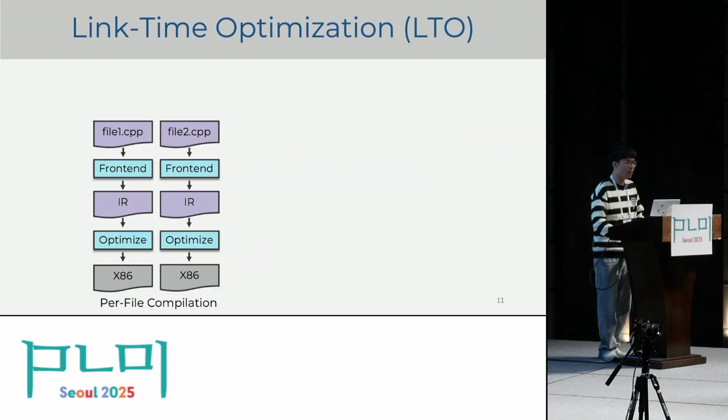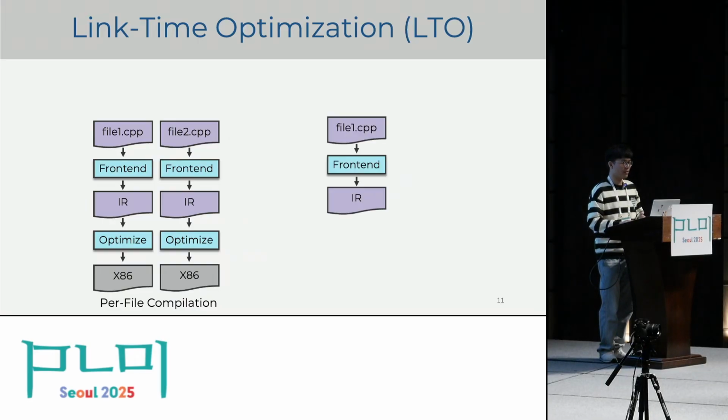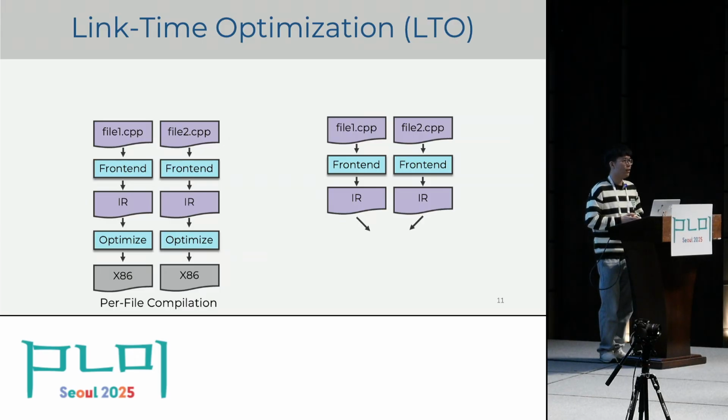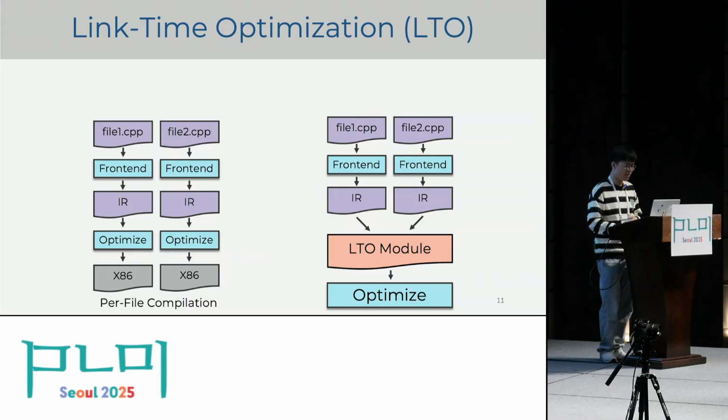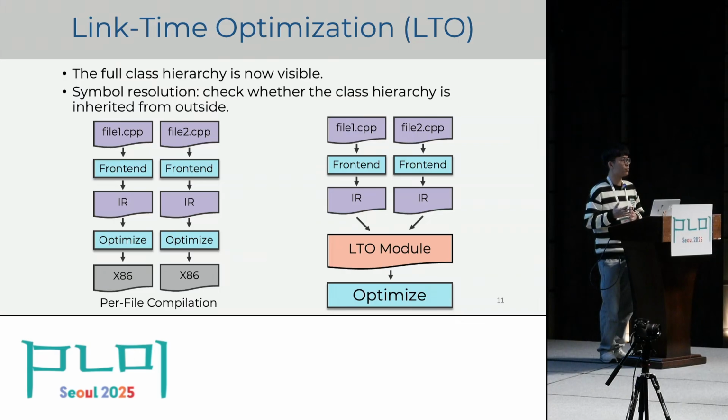So we use link time optimization. With link time optimization, each source file is first compiled to its intermediate representation, and then the linker puts all these pieces together into a big LTO module. Optimizing inside this big LTO module gives the optimizer a much bigger view, so it can see the full class hierarchy. And because the linker also performs symbol resolution, it can figure out if the class hierarchy is inherited from outside the LTO module or not.